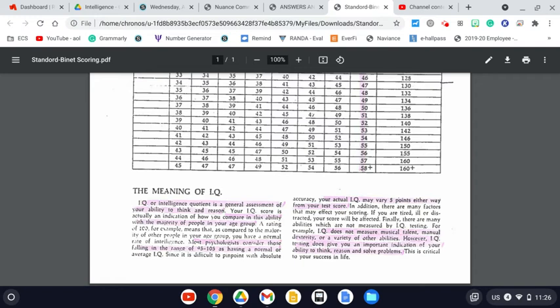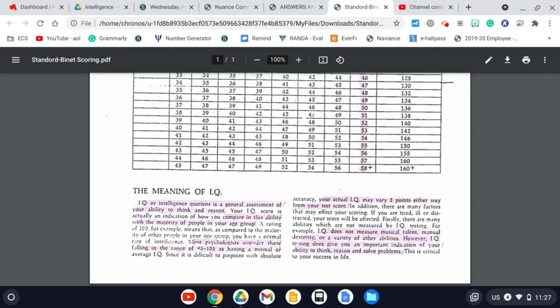Your score is an indication of how you compare in this ability with the majority of people in your age group. Most psychologists consider those falling within the range of 95 to 105 as having a normal IQ or average. Since it's difficult to pinpoint with absolute accuracy, your actual IQ may vary 5 points in either way. Remember, IQ score does not measure musical talent, manual dexterity, or a variety of other abilities. However, IQ testing does give you an important indication of your ability to think, reason, and solve problems.